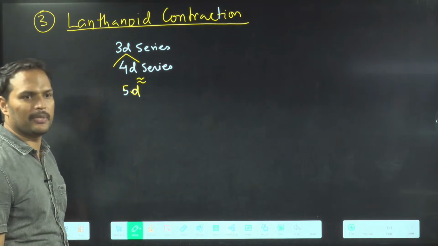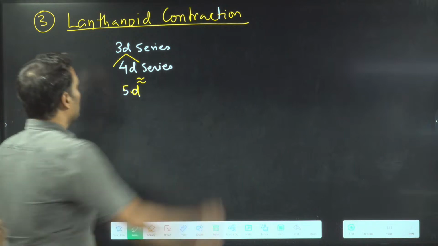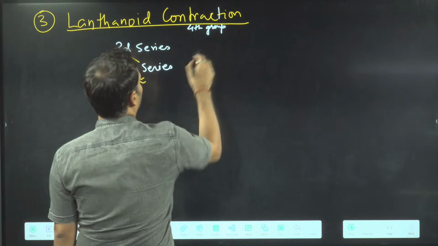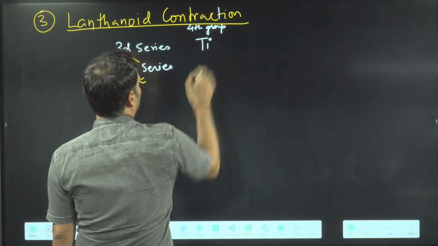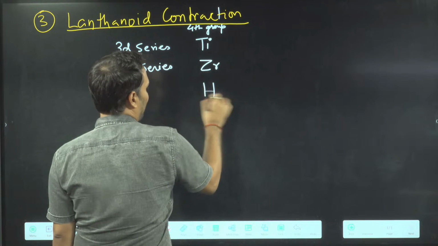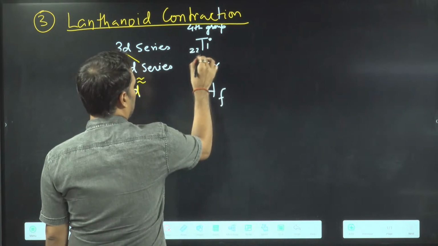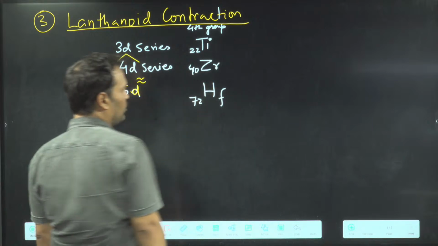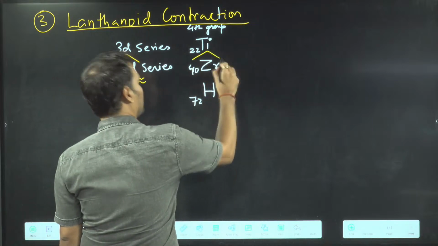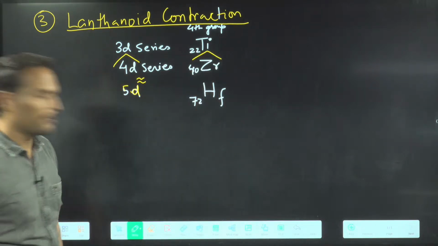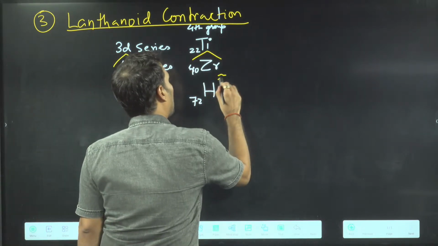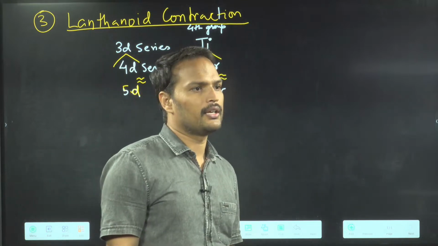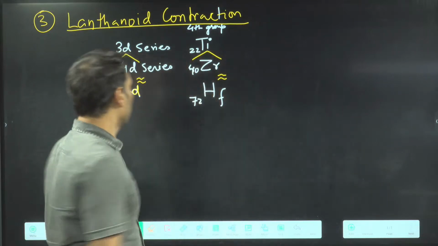So how can we explain this? This is explained on the basis of lanthanoid contraction. They will give you an example. Do you remember the fourth group? Which elements are present in the fourth group? Titanium, zirconium, hafnium. You know the atomic numbers: 22, 40, and 72. So they will say zirconium is bigger than titanium, but zirconium and hafnium size is almost the same. Clear with the point?